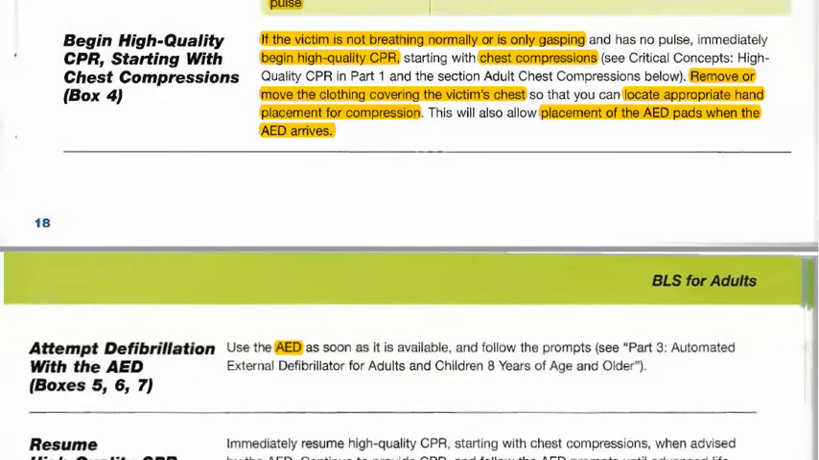Okay, begin high quality CPR starting with the chest compressions. If the victim is not breathing normally or is only gasping and has no pulse, immediately begin high quality CPR starting with chest compressions. Also, it's important to remove or move the clothing covering the victim's chest so that you can locate the appropriate hand placement for compression. Okay. Also, this will allow placement of the AED pads when the AED arrives.